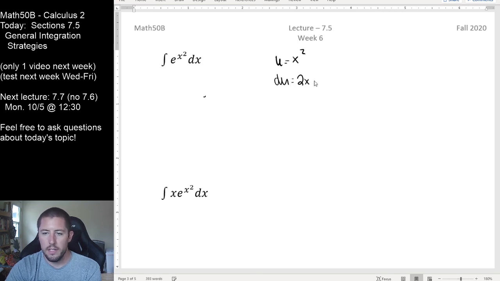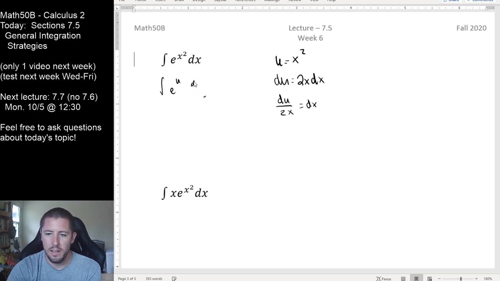du is going to be 2x dx. If that's the case, then I am a little bit stuck right here. I can do this as e to the u, but what's dx going to be? I could even solve for it here. It's going to be du over 2x equals dx, whatever that even really means to me here.